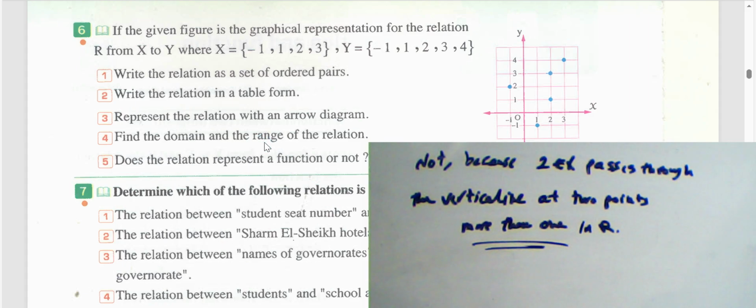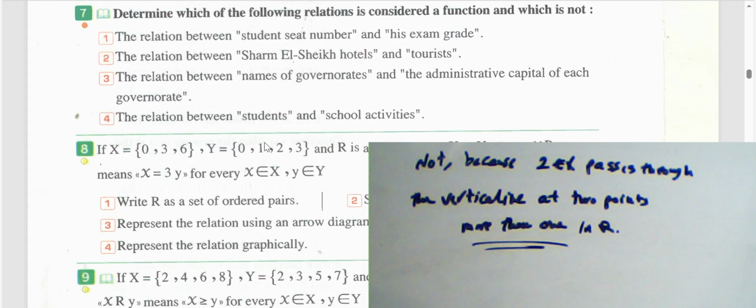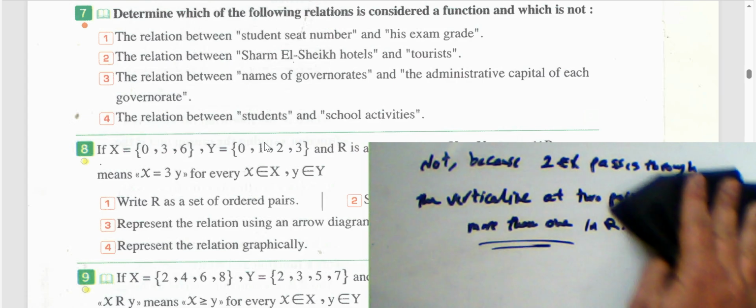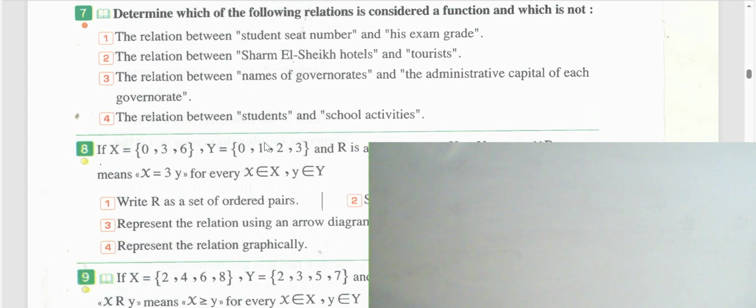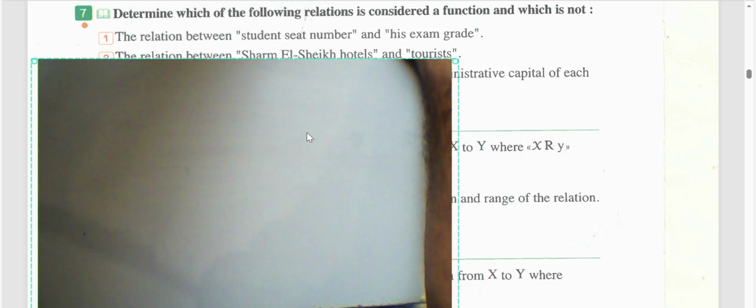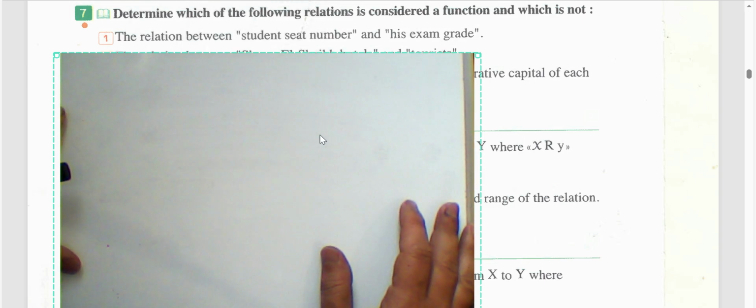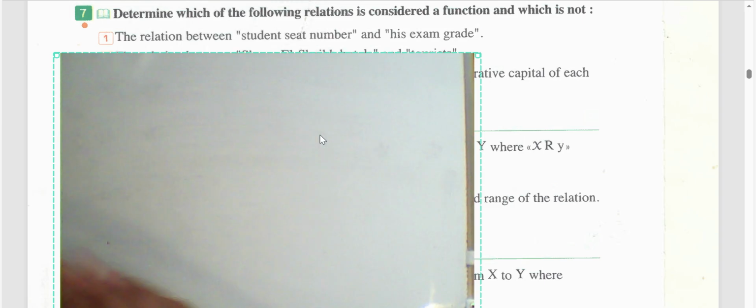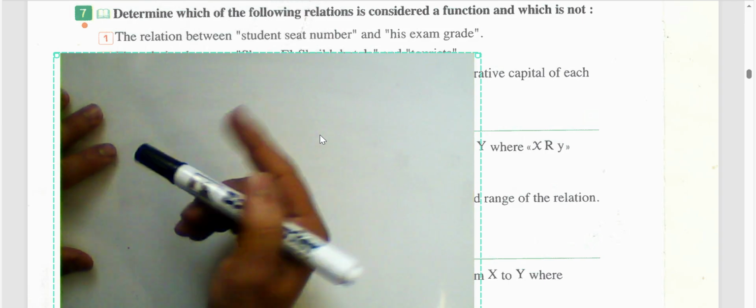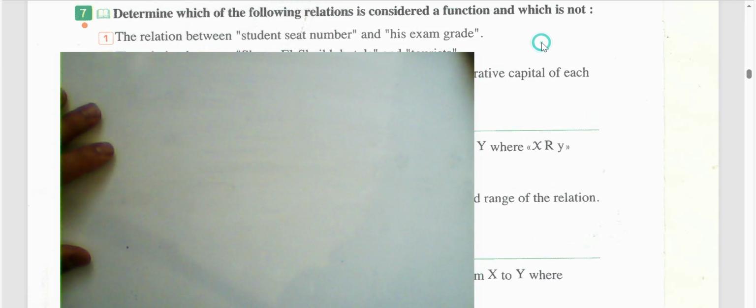Number 7, determine which of the following relations is considered a function and which not. Number 1, the relation between the student's seat number and his exam grade is a function, because each one has only one grade in the exam. It's a function. Number 1, function.